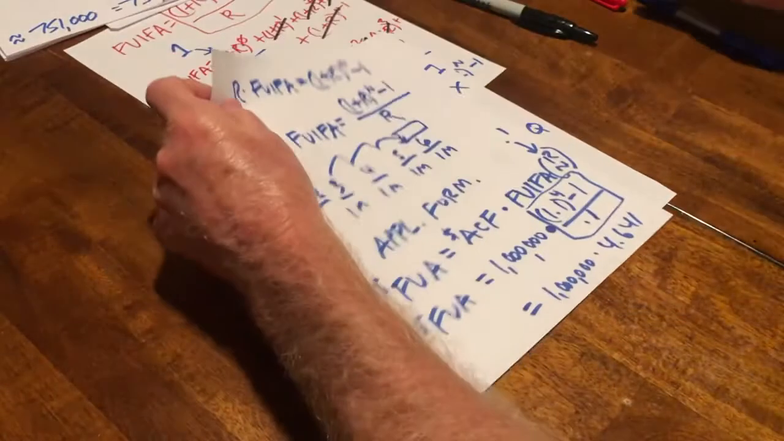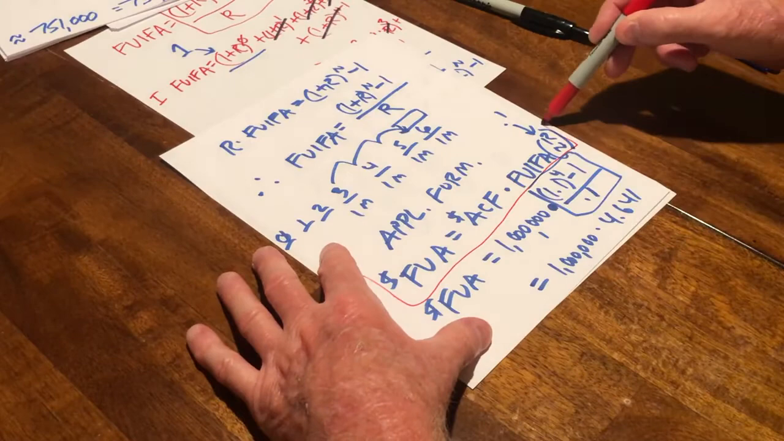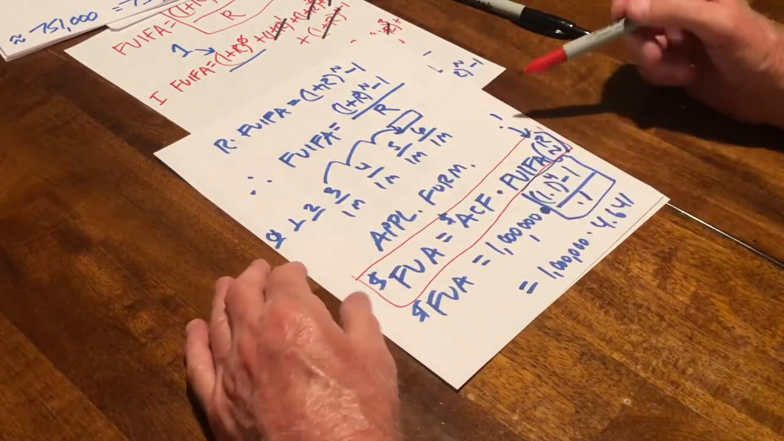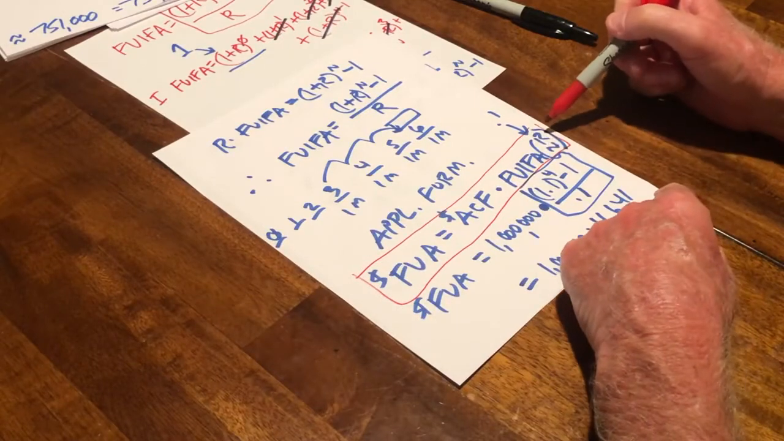And that is the end of my little discussion here of our third interest factor, future value interest factor for an annuity, and its application formula, one more time, is right here within the red rectangle. Future value for an annuity is equal to annuity cash flow times the FVIFA.